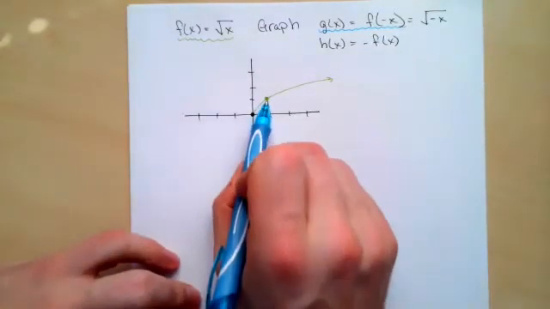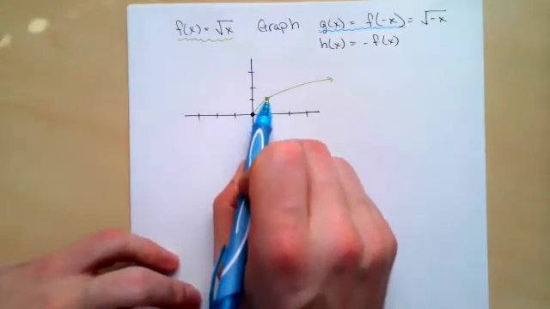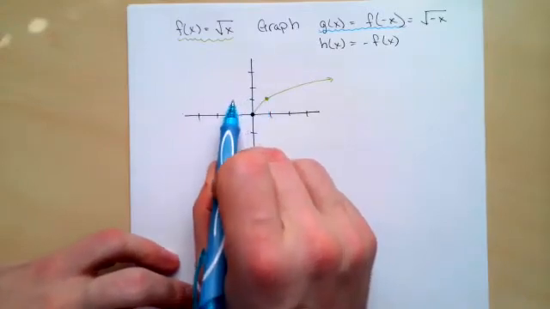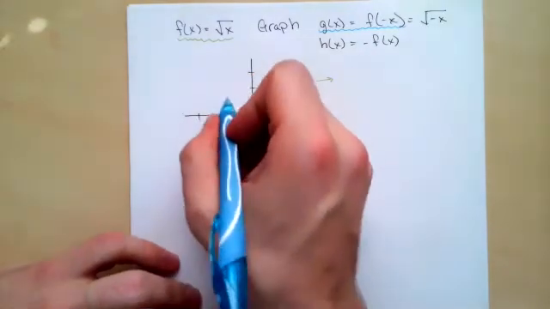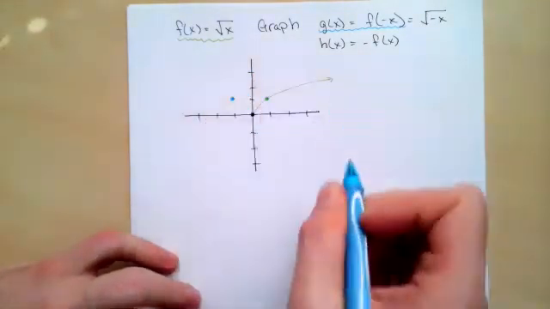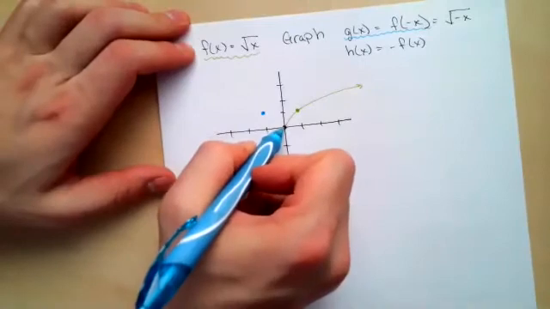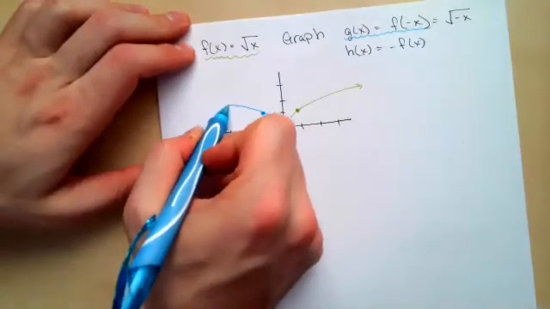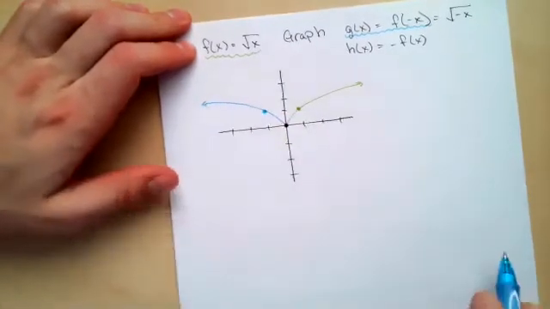So we had this point 1, 1. Keep the y value the same, make the x value negative. So negative 1, 1. And then we graph. So it's going to be our g of x.